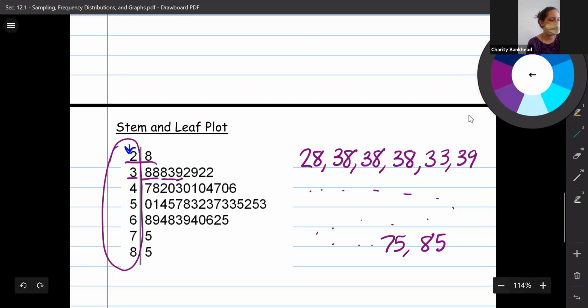So it's 28, and then it's 38, 38, 38. 33, 39, 32, 39, 32, 32, 47, 48, 42, 40, 43, 40, 41, 40, 44, 47, 40, 46.